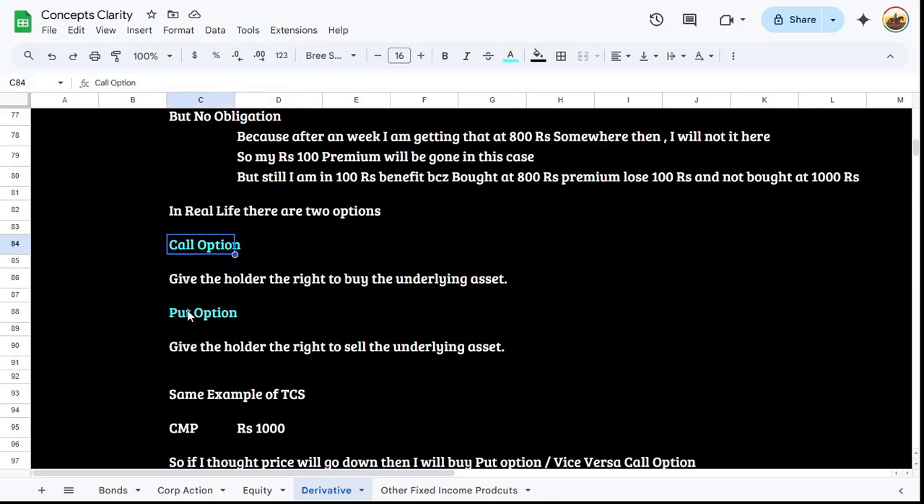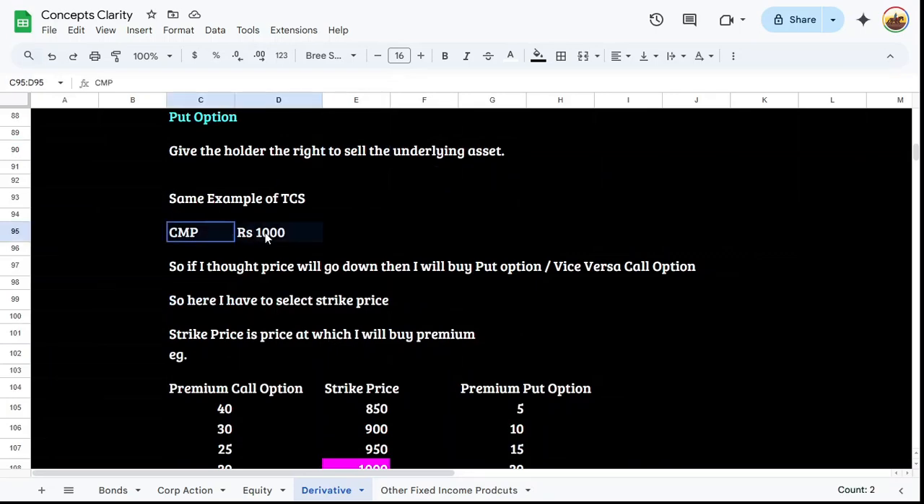There are two main options, call option and put option. A call option gives the holder the right to buy the underlying asset. I already told you that this is a derivative, so a derivative's price will always depend upon the underlying asset. Similarly, a put option gives the holder the right to sell the underlying asset. So there is only one difference, put and call, buy and sell. If I think that the share price will go up from here, I can buy the call option. But if I think the price is going to fall, then I can buy the put option. The same example we can take of TCS.